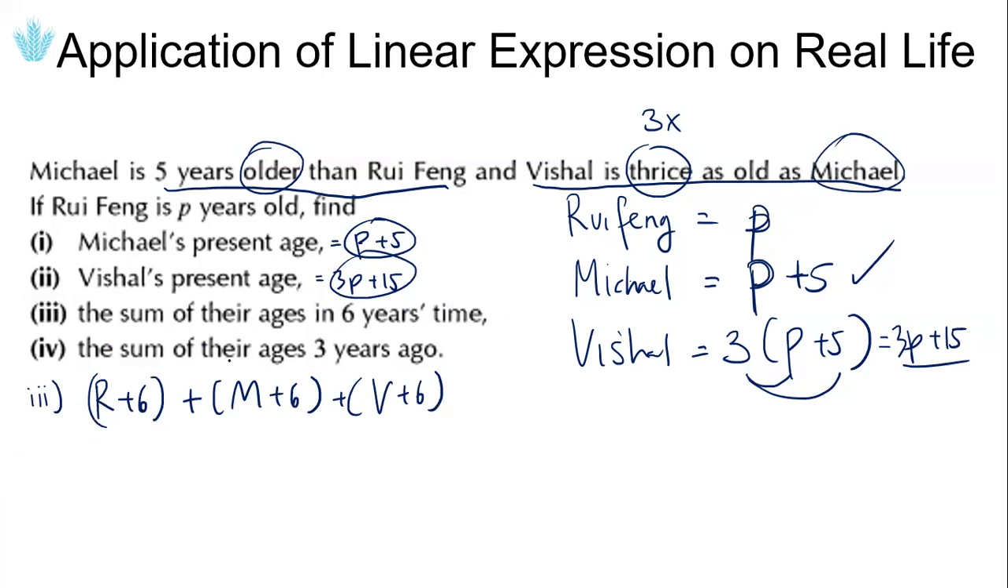How much is Ruifeng? P. So P plus 6. Michael P plus 5, right? See? Vishal is how much? 3P plus 15, plus 6 again. So everything gets added by 6 years, each of them. For example like this.